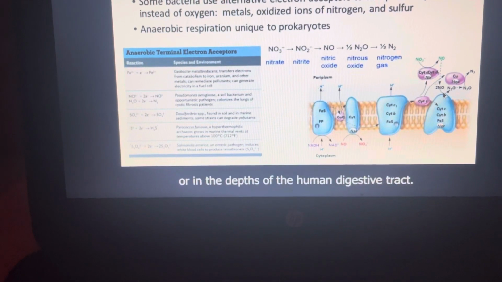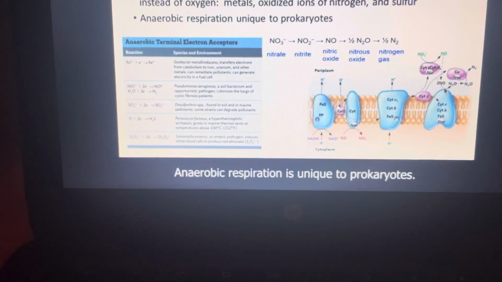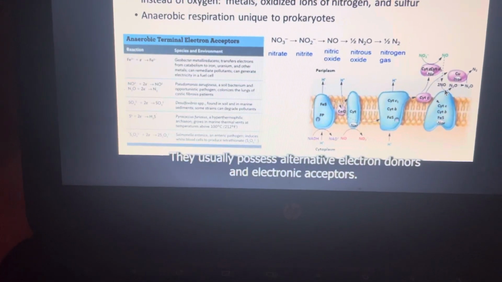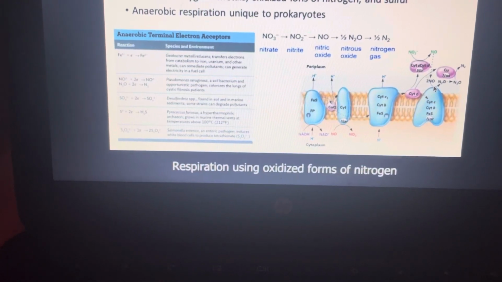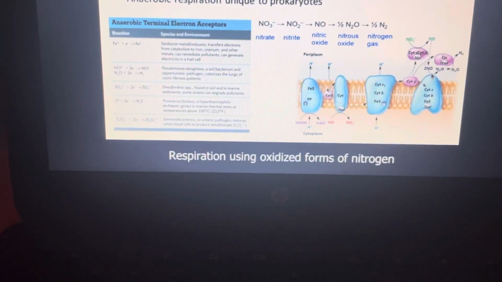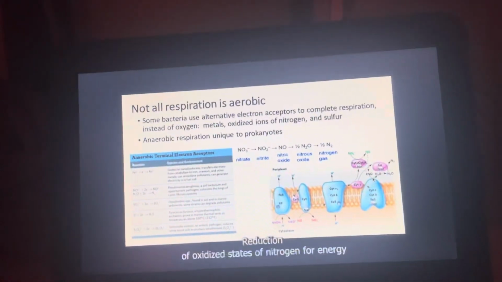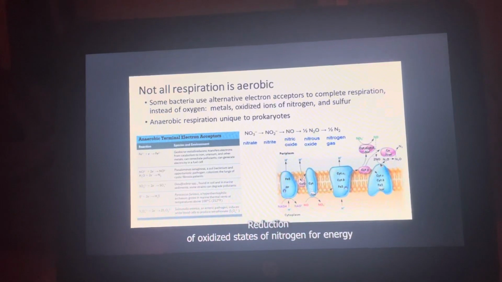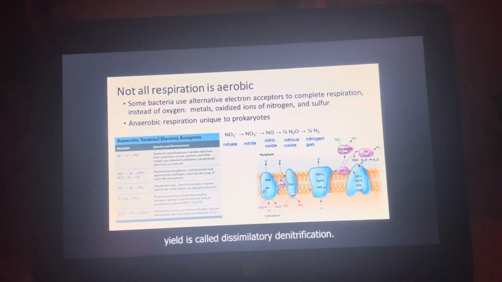Anaerobic respiration is unique to prokaryotes. They usually possess alternative electron donors and electron acceptors. Respiration using oxidized forms of nitrogen is widespread among bacteria and archaea. Reduction of oxidized states of nitrogen for energy yield is called dissimilatory denitrification.